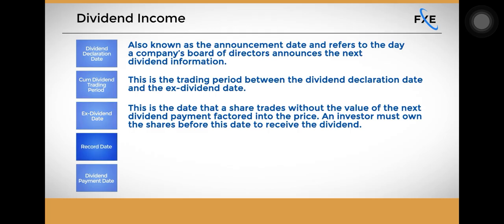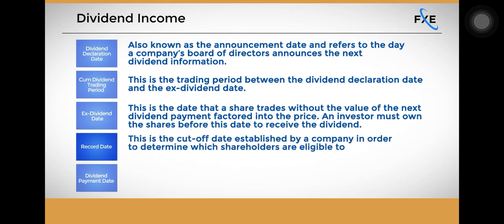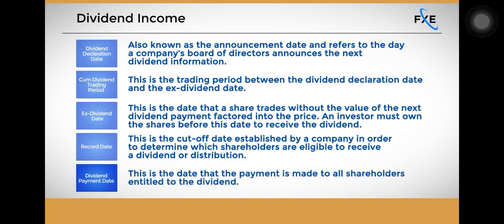The record date. This is the cut-off date established by the company in order to determine which shareholders are eligible to receive a dividend or distribution. And the payment date. This is the date that the payment is made to all shareholders entitled to the dividend.